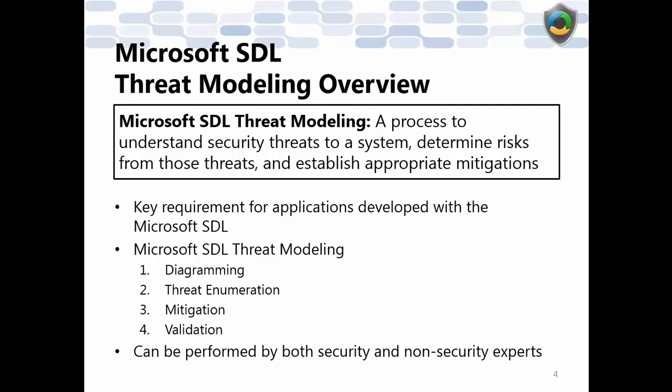All right, next, during the threat enumeration stage, threats to the modeled systems are identified. After these threats have been identified, mitigations to the threats are selected, and that's the mitigation step. Then finally, during the validation step, threat models are validated to make sure that they're both complete and accurate. Now, one of the major benefits of the Microsoft SDL threat modeling process over other threat modeling processes is that it can be performed both by security experts and non-security experts.